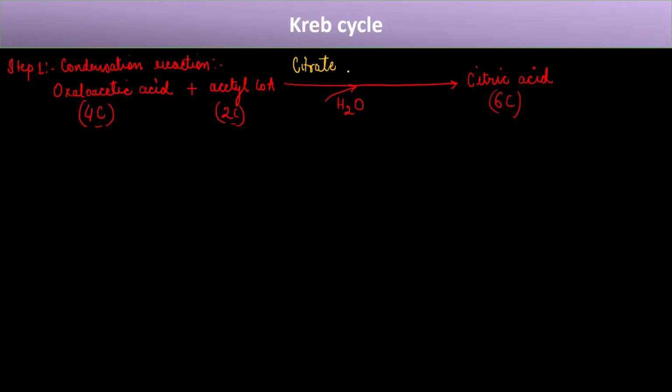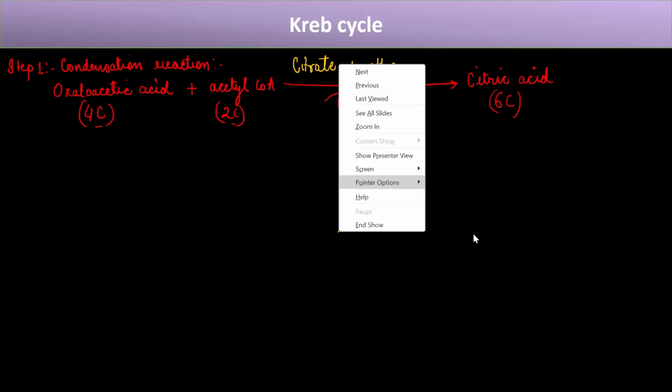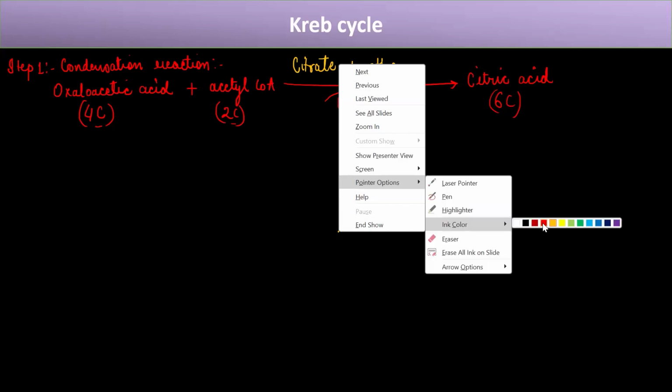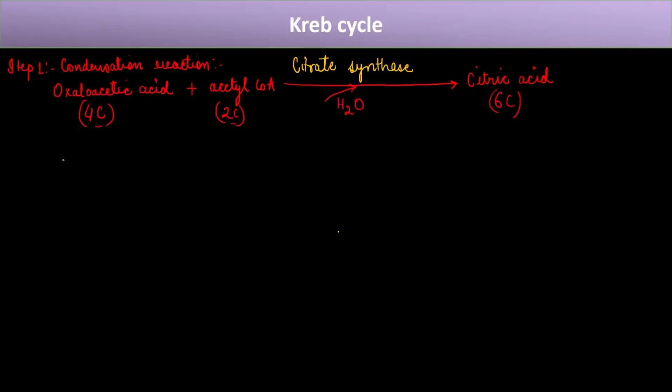Okay, the enzyme is known as citrate synthase. You can remember it as the enzyme that is synthesizing the citrate, and hence it is known as citrate synthase. Now, in this we have utilized a 4 carbon and 2 carbon molecule to form a 6 carbon molecule. Now we have step 2.